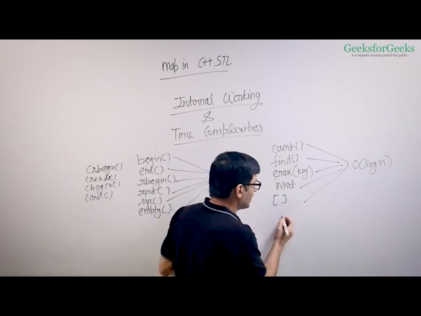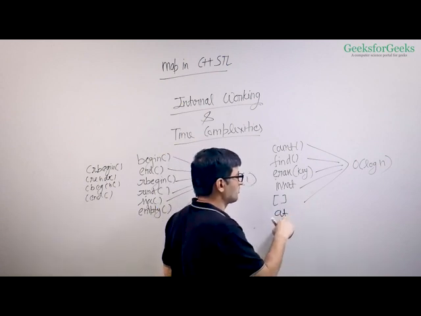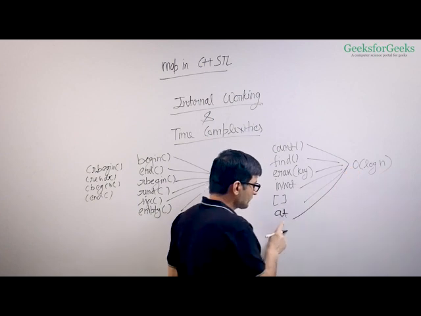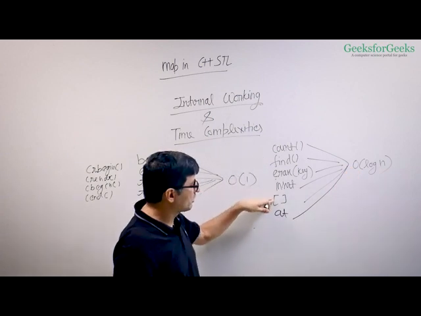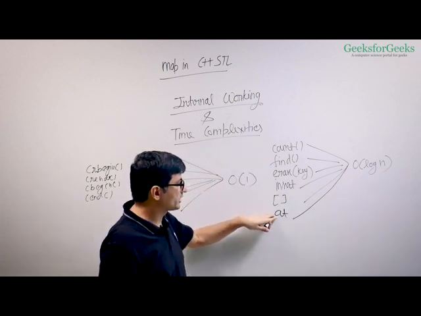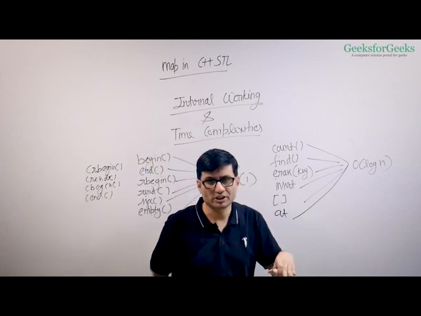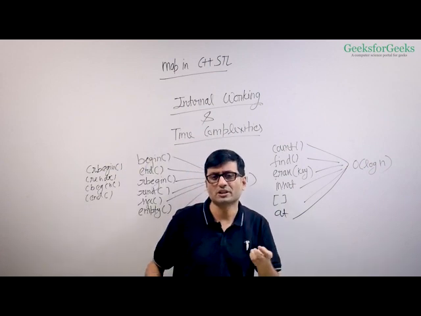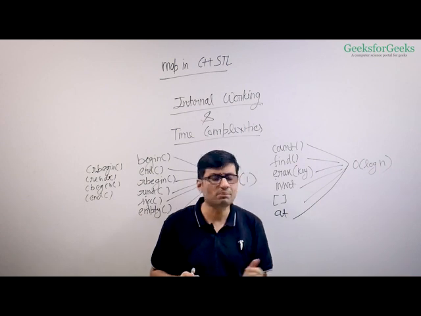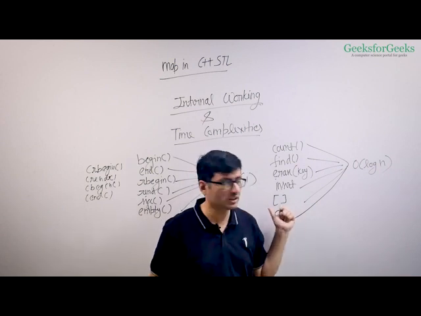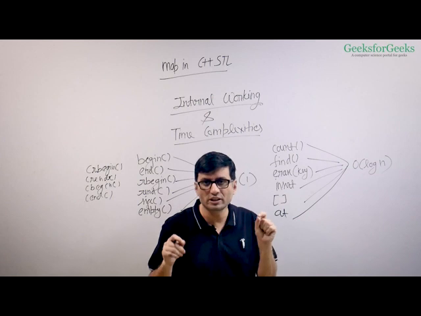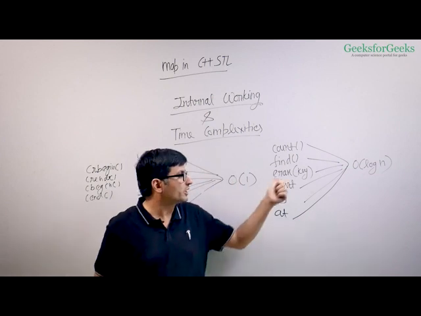There's one more actually, that does range out of bound checking. This is also log n. This does not do out of bound checking. This does out of bound checking, range out of bound checking, not index rather. I mean, if something is passed which is not in the map, it will throw an exception. But this will not throw an exception. It will simply insert that item. So these are the time complexities.